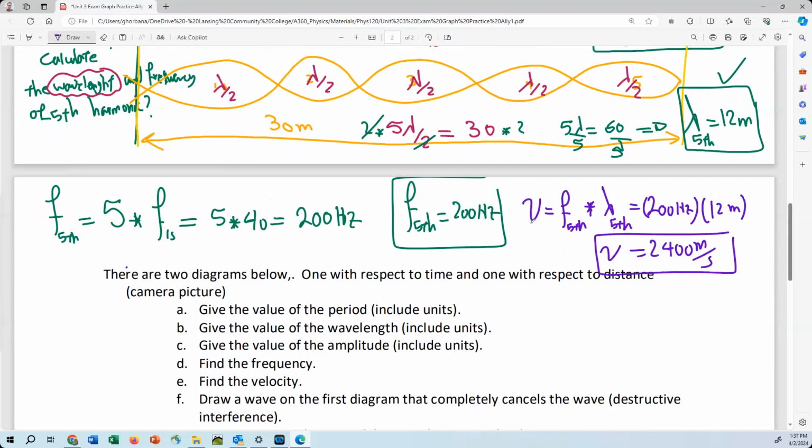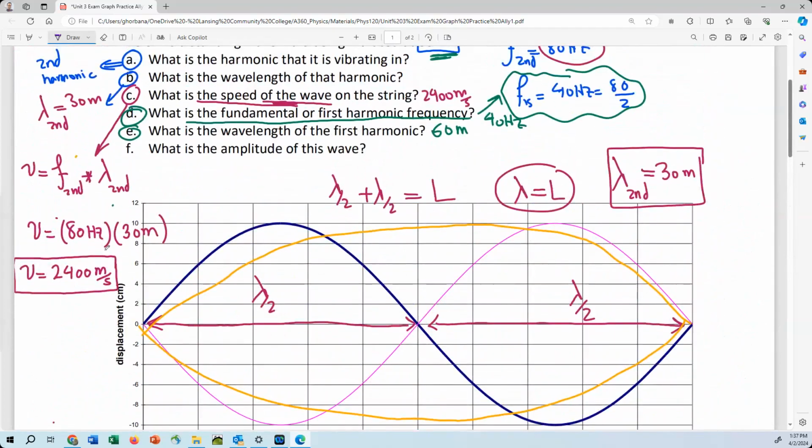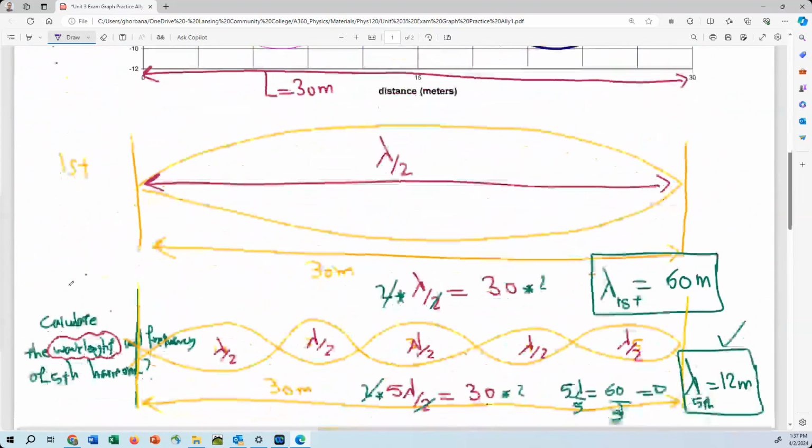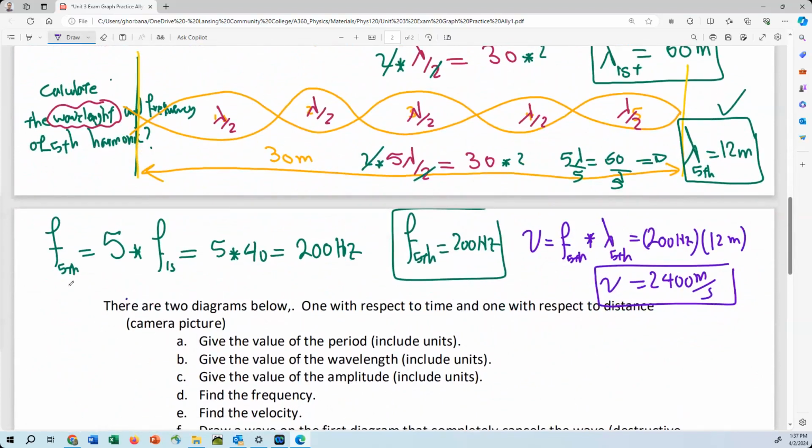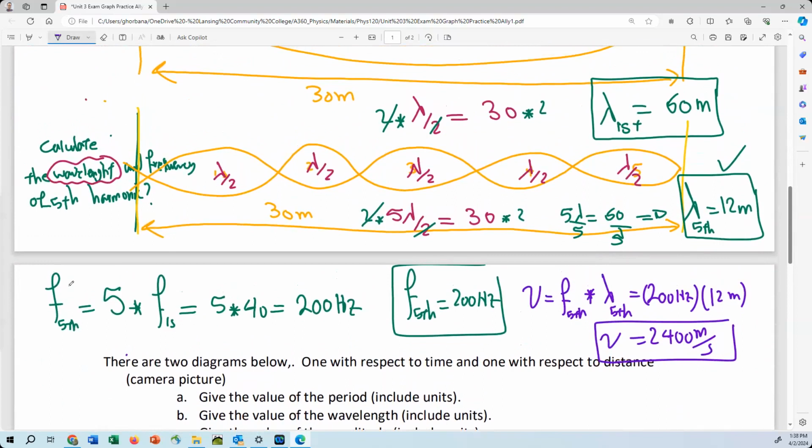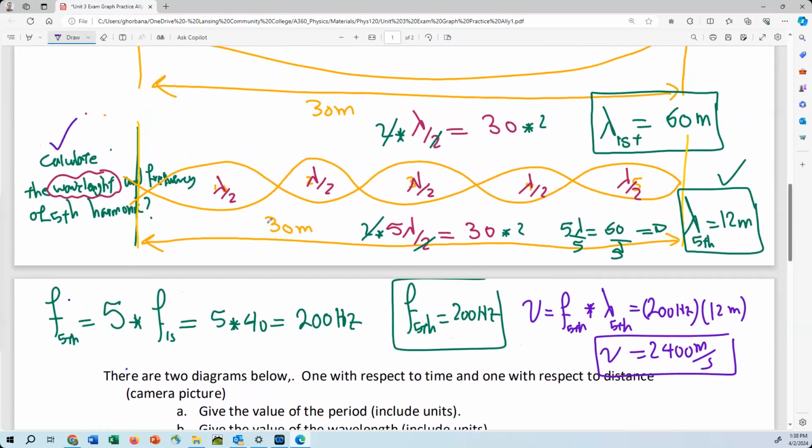Again, you remember we just calculated the velocity of the second harmonic. It was 2400 meter per second. The velocity of the fifth harmonic is again going to be 2400 meter per second. It doesn't matter what harmonic we have. So this was the extra question which I solved. This wasn't part of this example. I just wanted to show you how a fifth harmonic is going to look, how we can calculate the wavelength, and how we can calculate the frequency. Good? Any question?